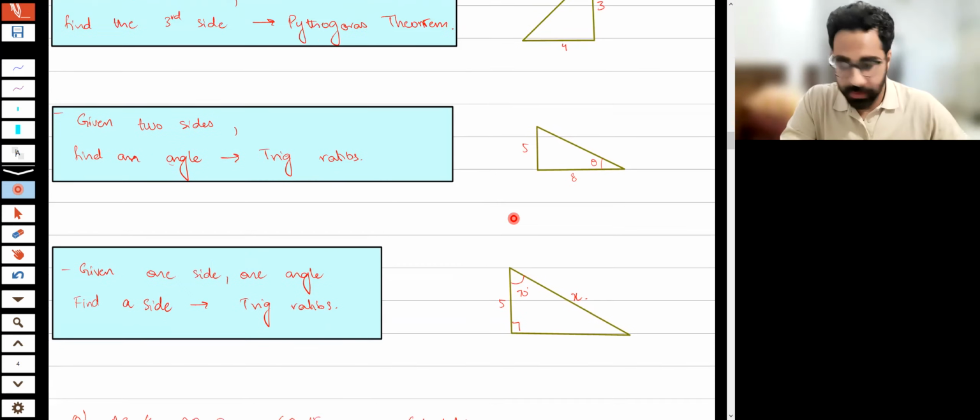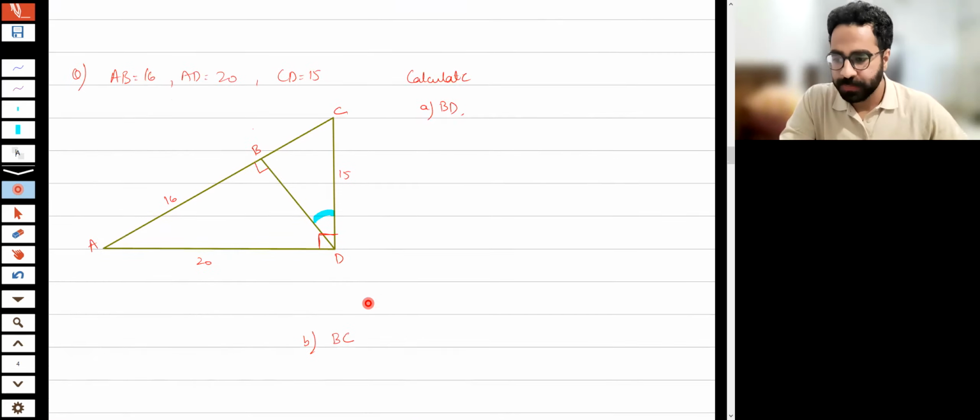When else can we apply trigonometric ratios? If I've been given one angle and one side, and I have to find the other side, I'll apply my trigonometric ratios. Now let's look at a few questions.